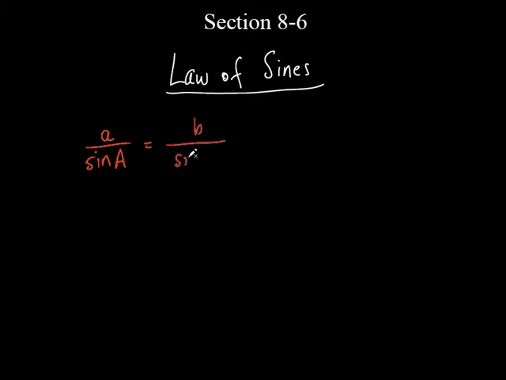B over the sine of B. Now what's kind of weird on this is they actually put 3 things here. Even though they put 3, we're only going to use 2 of them. All right, so there's the first one.